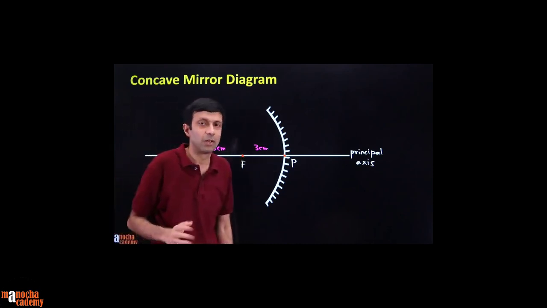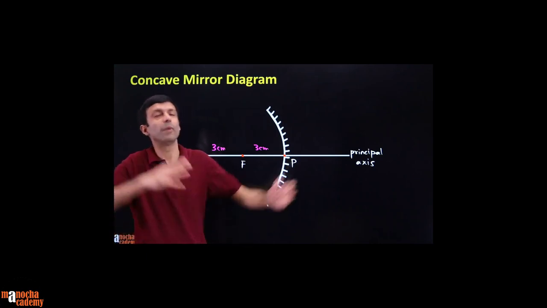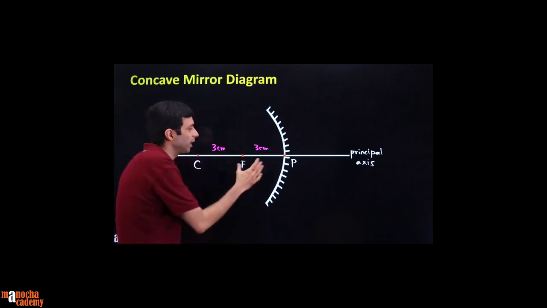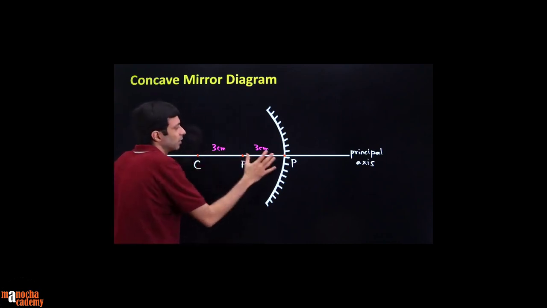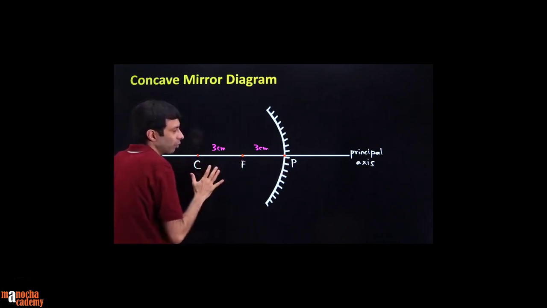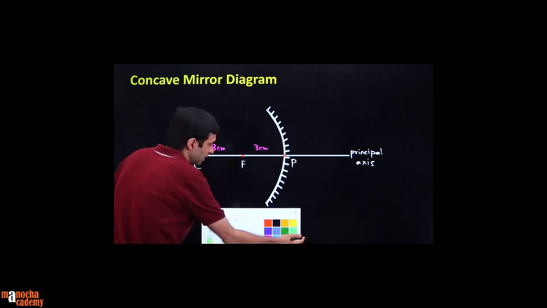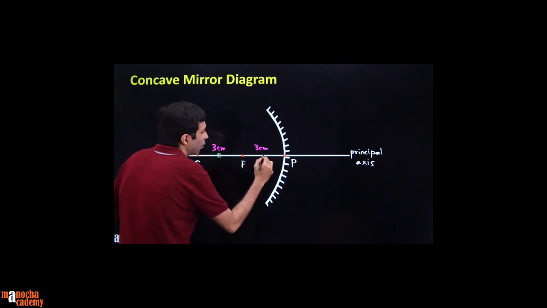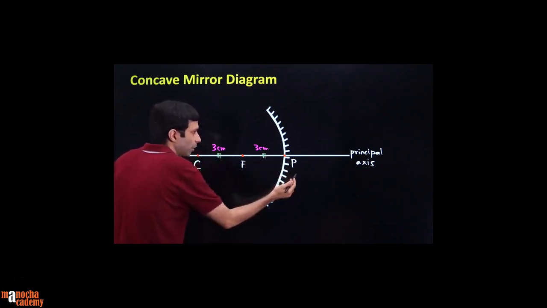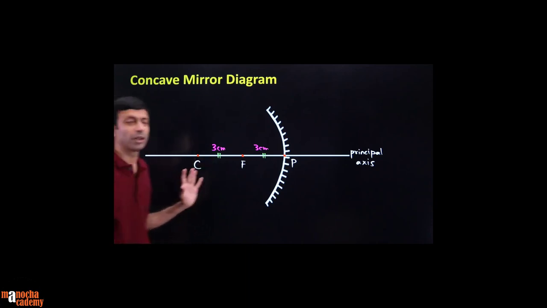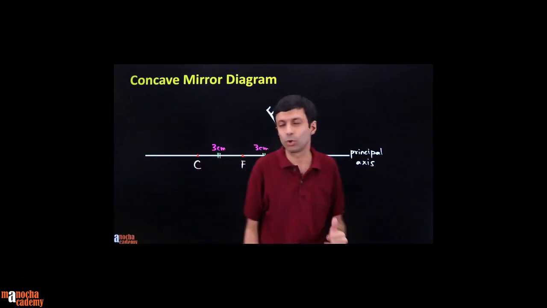Make it convenient. Good question, how big should you do it? Should you make it 40 centimeters? No, it won't fit your page. You can do any convenient thing, 2 centimeters, 2 centimeters, or 3 and 3, or 4 and 4, whatever is convenient for you. But make sure this focus is exactly in the center of P and C. This is called the pole, the center of curvature. This is your focus. Okay. So this is how you draw your concave mirror diagram. If you do it like this, you won't go wrong.